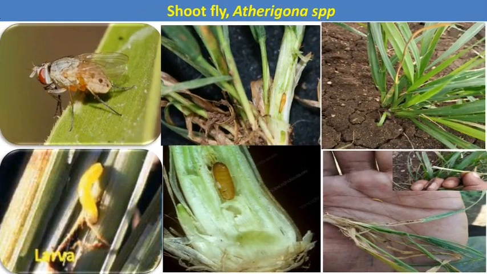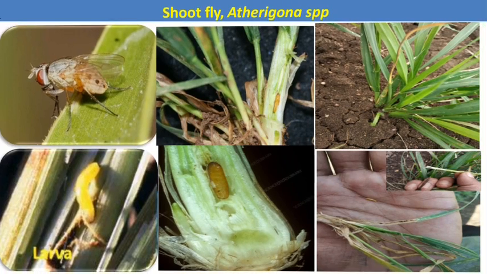This is the adult of the shoot or stem fly. The species is Atherigona, and the larva, also called a maggot, is legless. It enters the main shoots of the wheat crop, feeding on the inner content of the shoots and causing dead hearts.